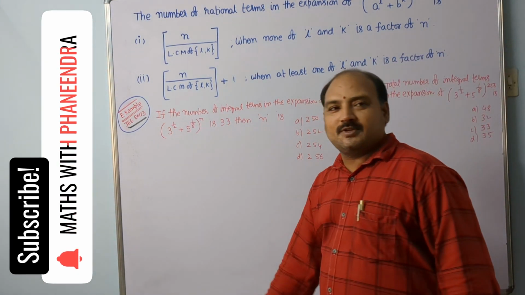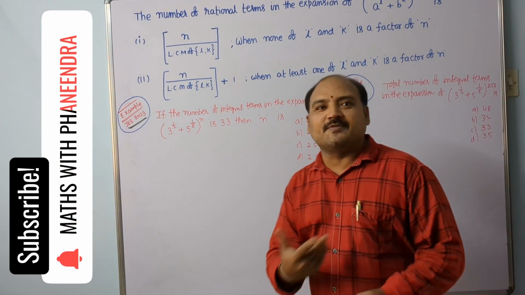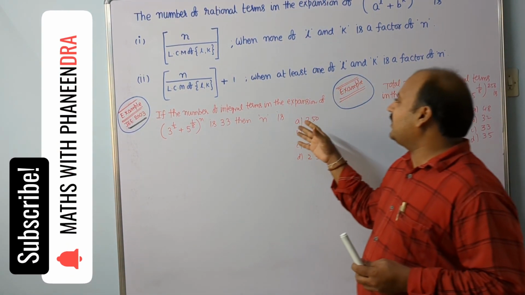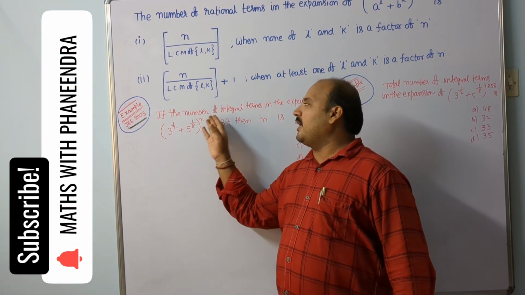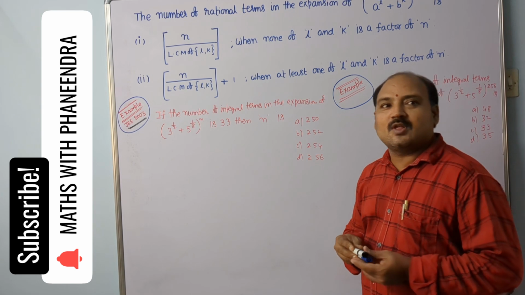The next question, dear students. Both the questions are the same, but the way of asking is different. That is the reason I am explaining both. If the number of integral terms in the expansion of (3^(1/2) + 5^(1/8))^n is 33, then n is, so they are asking.